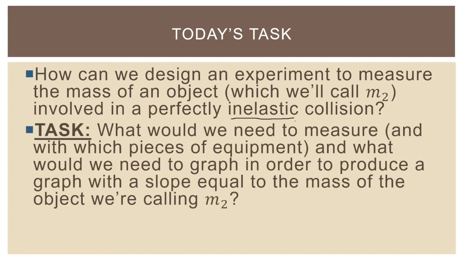And so really your task here, what I want you to think about in a moment, is what will we need to measure and with which pieces of equipment, and what will we need to graph in order to produce a graph with a slope equal to the mass of the object we're calling M2. Instead of using an Atwood's machine to determine the mass of this object, we're going to be using a perfectly inelastic collision. Now, I want you to pause this video here and think about it. Play around with the equation, think about what you need to measure, and which equipment you need to measure those quantities with. And then when you hit play, we're going to go over it.